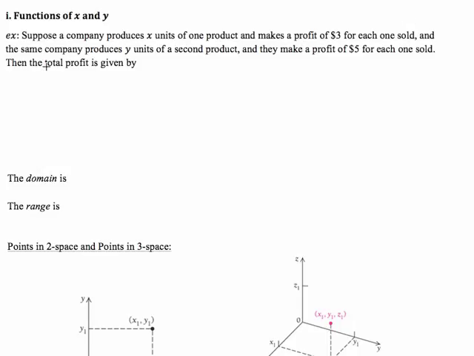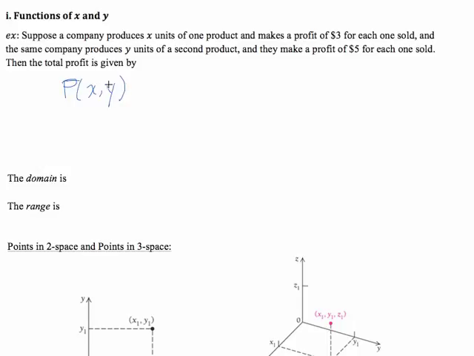sold, and the same company produces y units of a second product and they make a profit of $5 for each one sold. Well, then your total profit is the sum of the profit that you make from selling the first product plus the profit that you make from the second product. So your total profit P is a function of both x and y.